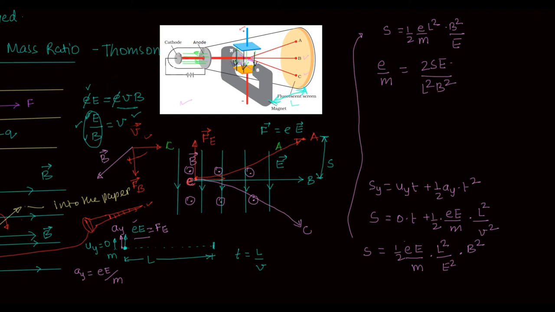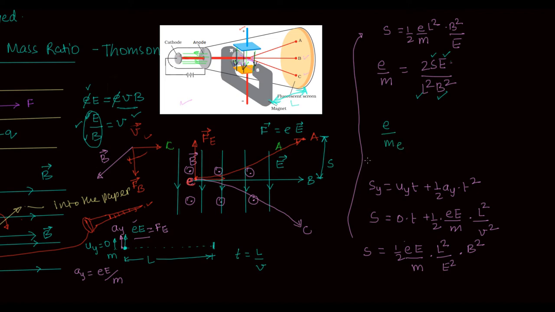S is something that is measured. E is something that is measured. L is something that is measured. B is something that you measure. You see? This is magnetic field. This is measurable. This is electric field. We produced it. We were able to measure it. This is the distance. This vertical distance. This is measured, right? L is the distance from where the particle comes into the center of this to this. From where the particle starts getting into the field, right? This is also measurable.